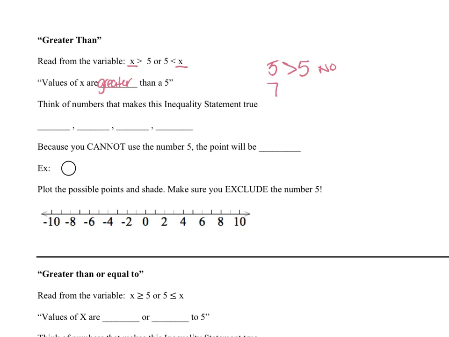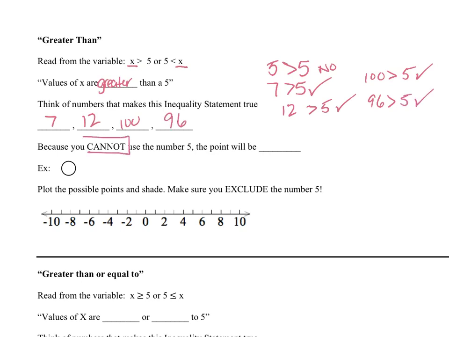Is 7 greater than 5? Yes. Is 12 greater than 5? Yes. Is 100 greater than 5? Yes. Is 96 greater than 5? Yes. And again, because you cannot include 5, the point will be open. So I'm going to have an open point at 5, and now my arrow goes to the right.